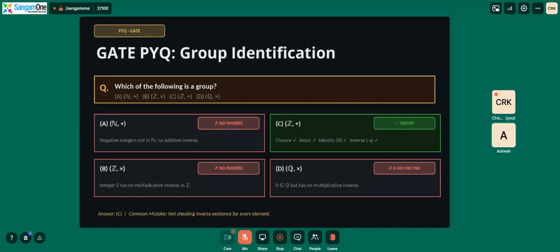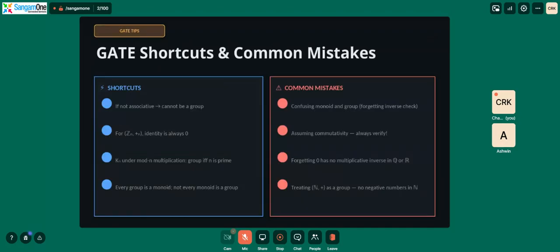You should check every property to decide whether a structure is a group, monoid, or semigroup, which will be asked in the GATE question. Now the shortcut methods and common mistakes that students make, which should be avoided. The shortcut is: if not associative, it cannot be a group. For every element of the set, the identity always remains zero.